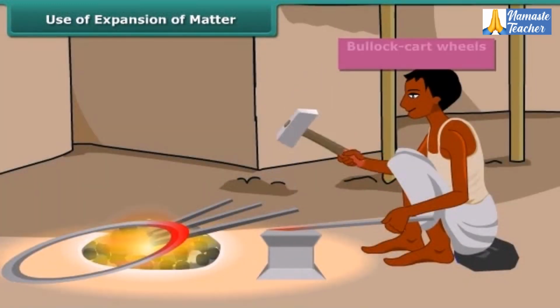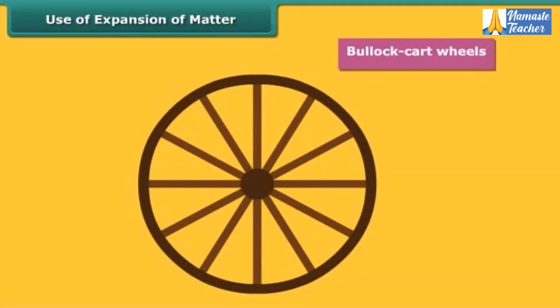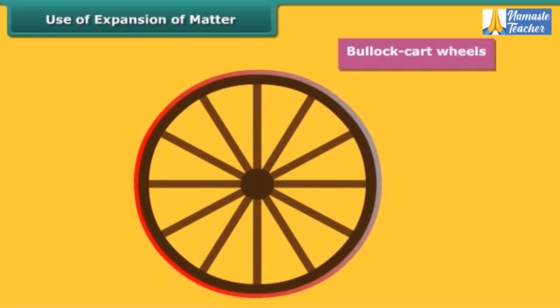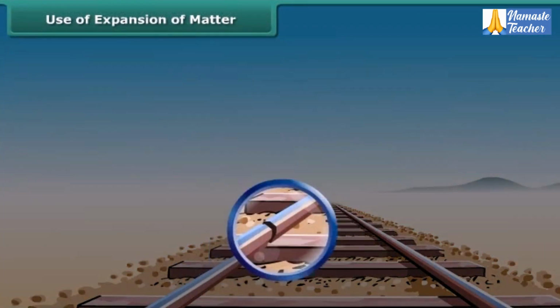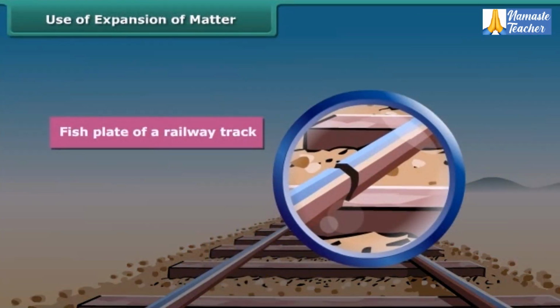The iron rim is fitted in bullock cart wooden wheels by heating. When the metal cools, it holds the segments of the wooden wheel firmly. A small gap is left between the rails of a railway track, where the two rails are joined with the help of a fish plate. The gap is left to allow space for the expansion of rails in summer.